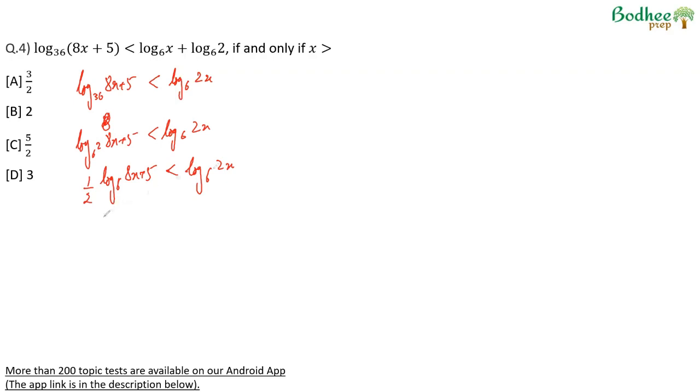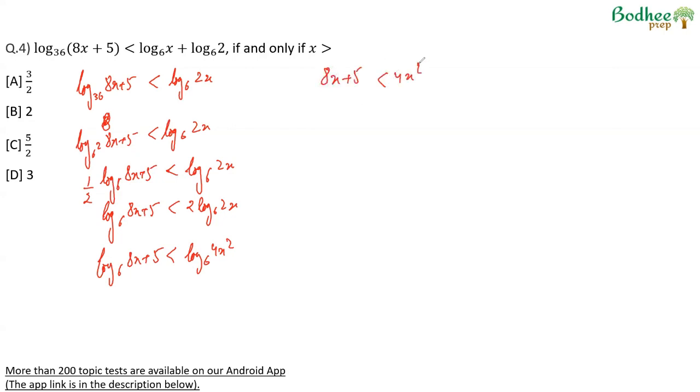We can cross multiply the 2. Log of 8x plus 5 to the base 6 is less than 2 times log of 2x to the base 6, which means log of 8x plus 5 to the base 6 is less than log of 4x square, 2x whole square, 4x square to the base 6, and therefore 8x plus 5 is less than 4x square because the base is greater than 1.